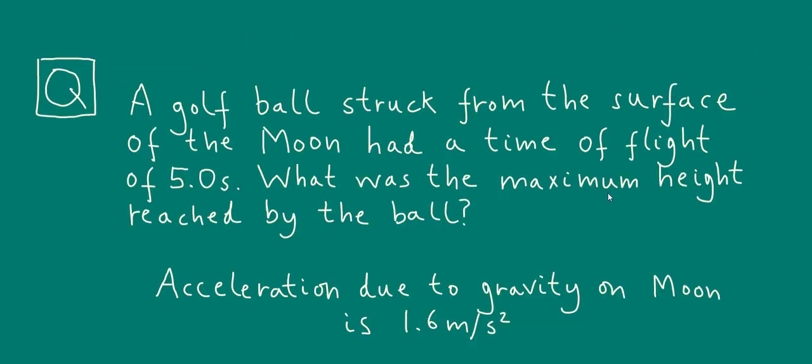Now, here's a chance for you to have a go at a question yourself. A golf ball struck from the surface of the moon had a time of flight of 5.0 seconds. What was the maximum height reached by the ball? The acceleration due to gravity on the moon is 1.6 meters per second squared. So please pause the video to have a go at this by yourself, and when you're done, unpause the video and we'll go through the solution.